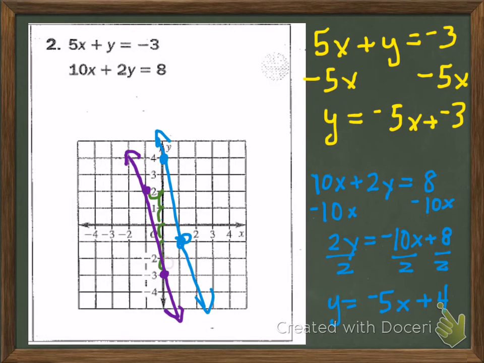Those lines appear to be parallel. I double check and I find that they have the same slope. So there is no solution.